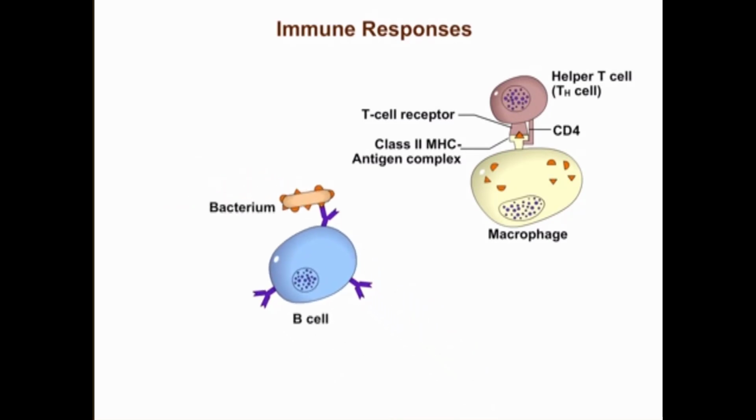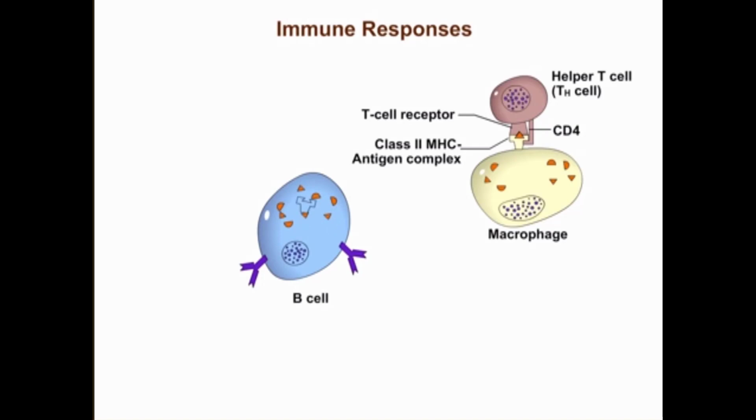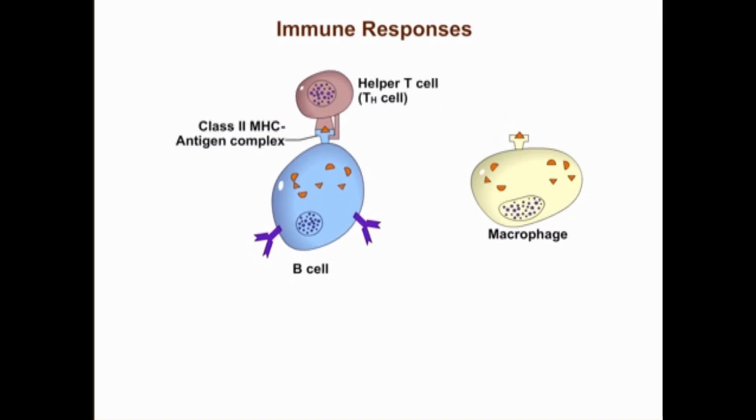A B cell binds to the antigens of a microbe and takes the microbe inside by endocytosis. After the microbe is digested, its antigens bind with class II MHC proteins and move to the cell surface. This B cell now is presenting the same antigen that fits in the receptor of the helper T cell. When the helper T cell receptor binds with the B cell class II MHC antigen complex, it begins secreting interleukin-2 and other cytokines that activate the B cells.